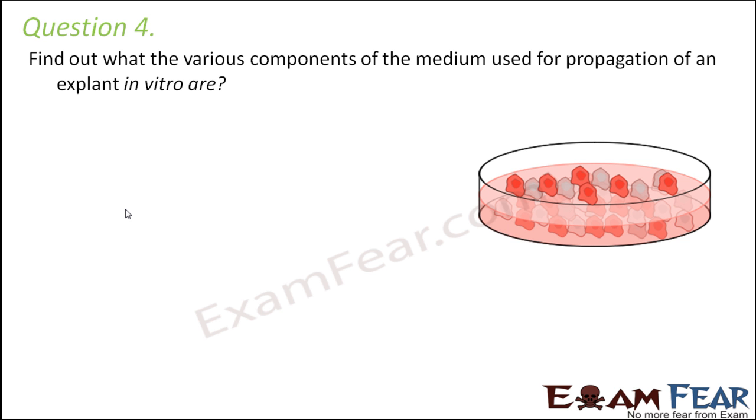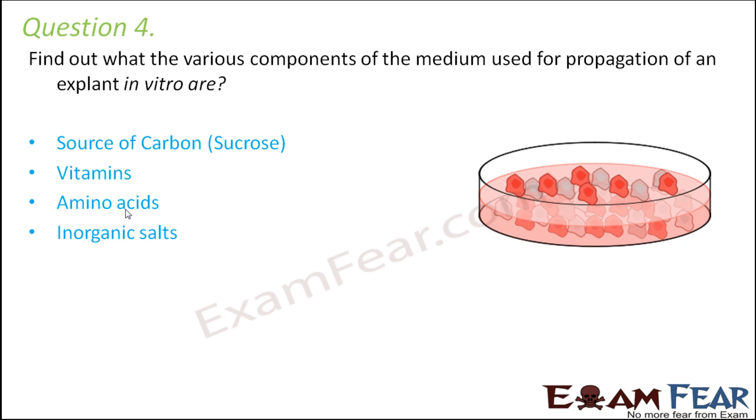Some of the very important components which have to be there are a source of carbon like sucrose, which can act as a food for the plant, vitamins, amino acids, inorganic salts, and growth hormones. They are very important because you want the plant to grow, and for growth you need growth hormones like auxins and cytokinin. So these growth regulators are also required to control the growth. So these are some of the components which, if present in the medium, will make it the nutrient medium.